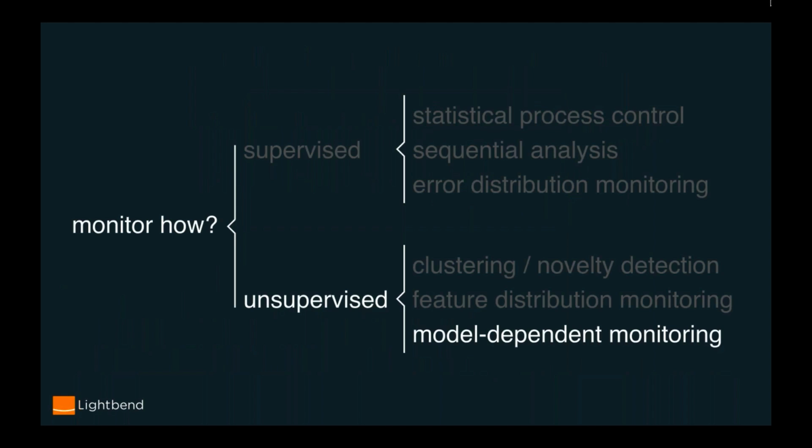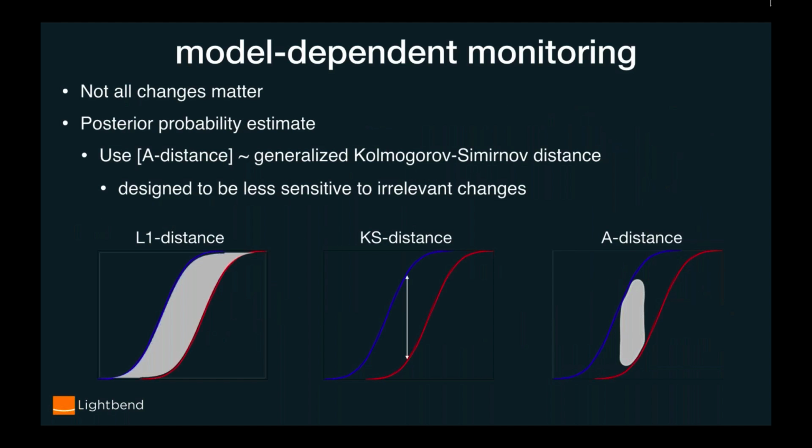Next we look at model-dependent monitoring, and we address a significant problem with this group. The unsupervised methods suffer from a high rate of false alarms. This is because they consider any change in the observations they're monitoring a reason for performance degradation. But this is not true, actually. Not all changes matter. The changes near the classification boundary matter for the performance of the classifier. The changes away from the classifier boundary don't as much.